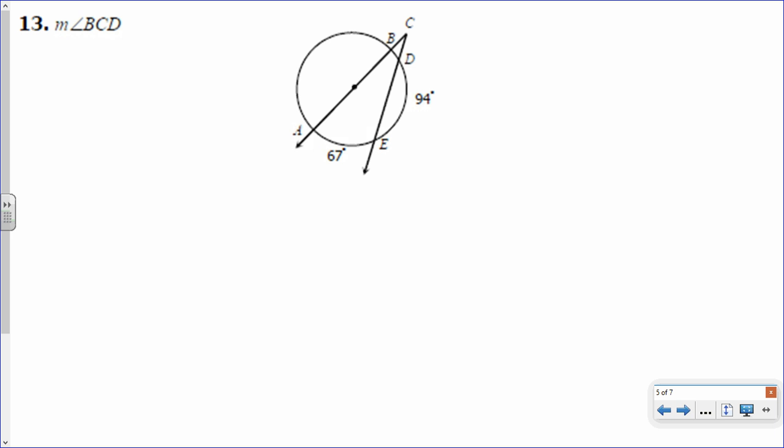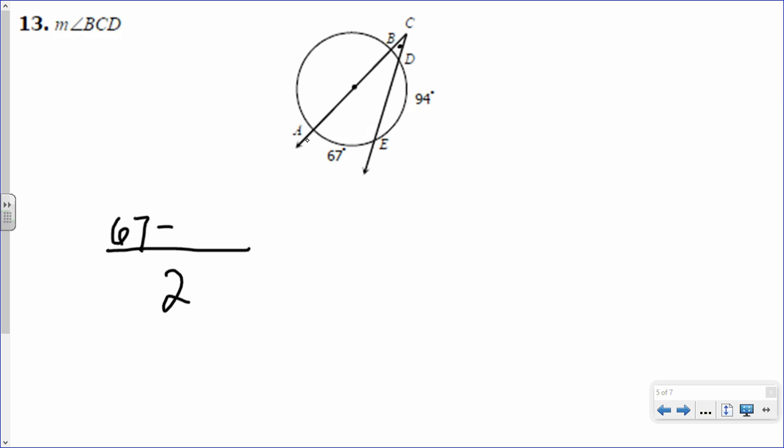And the next question, we're looking for angle BCD. So again, hopefully you can tell that this is the exterior angle. So we know we've got to have the big arc minus the small arc divided by 2. So the big arc that's intercepted is AE, so that's the 67 minus, and then we need BD, which they didn't give us.